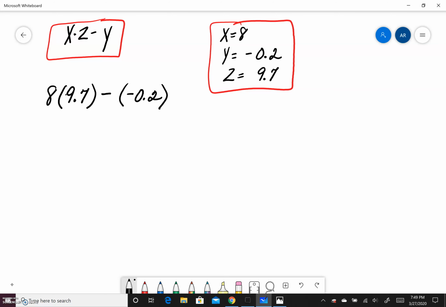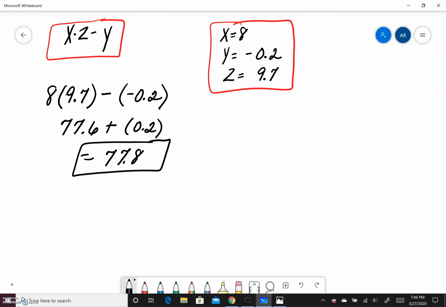So once I plug in my values, I'm going to first follow the order of operations, and I have to multiply this 8 times 9.7. And when you plug that into your calculator, you end up with a value of 77.6. And then remember, based on our integer rules, we're going to change that to an addition sign, and this now becomes the opposite. So now it becomes a positive number. Then I'll just plug that right into my calculator, and when I do so, I should have the value of 77.8, and that would be your final answer.